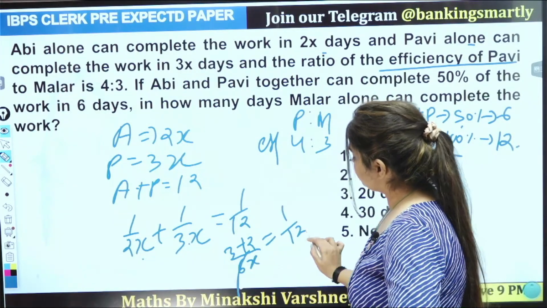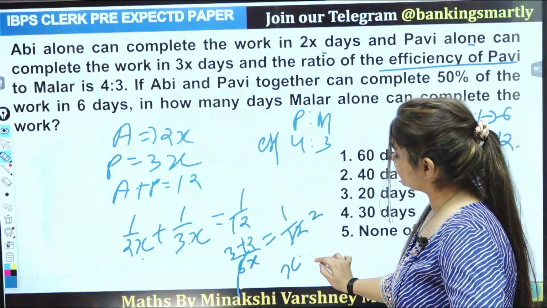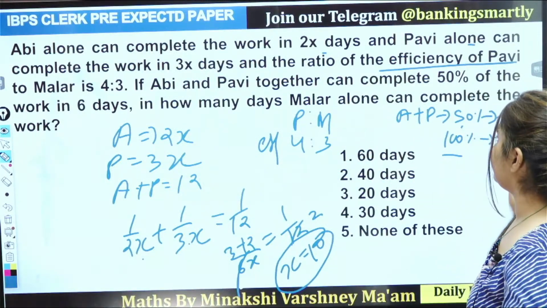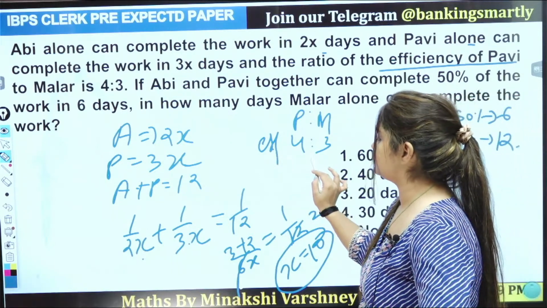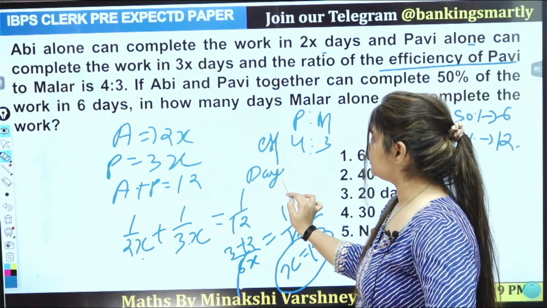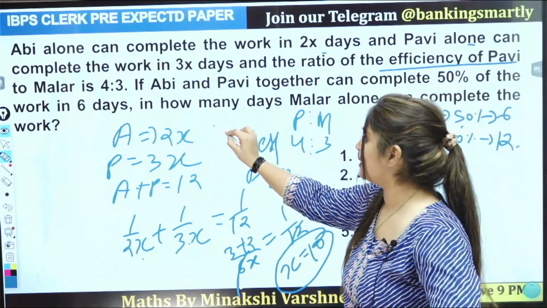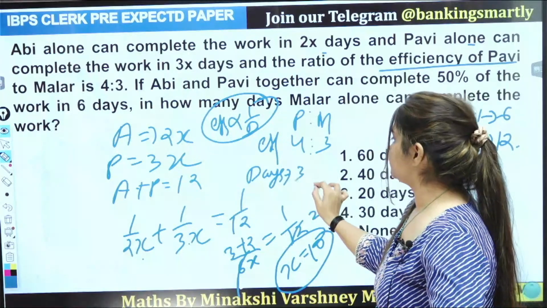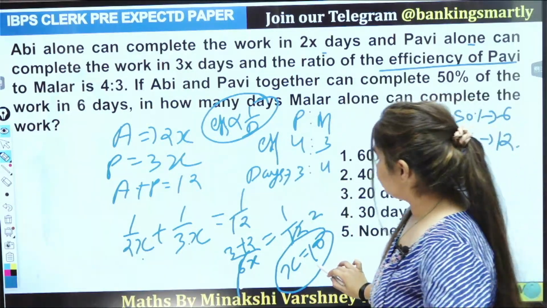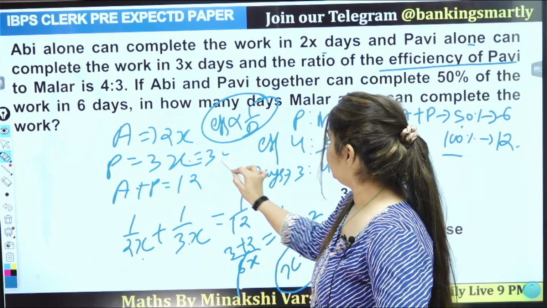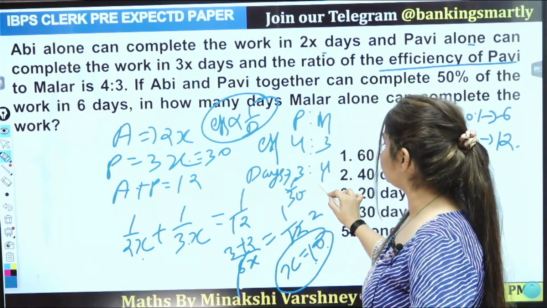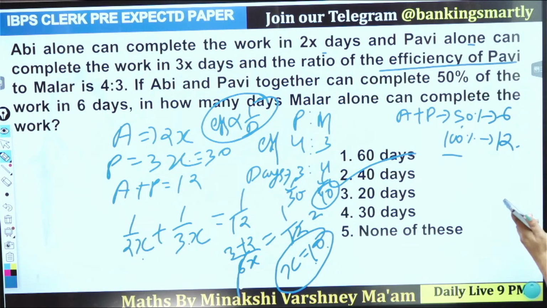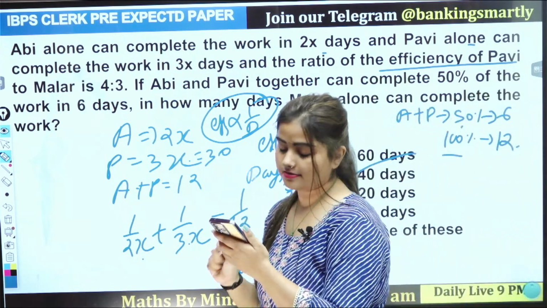Okay, 6 2s are 12, 3 2s are 5 2s are 10. So x will be your 10. What they are asking: how many days Malar alone can complete the work. Efficiencies ratio is this, so days ratio is in reverse order, because you know that efficiency is inversely proportional to days. Okay, so 3:4. Pavi's days are 3x, that means 30. So Mala's days is 40. Okay, so answer will be option number 2. 40 will be your correct answer.